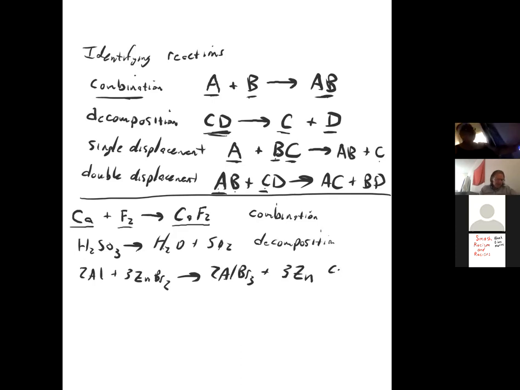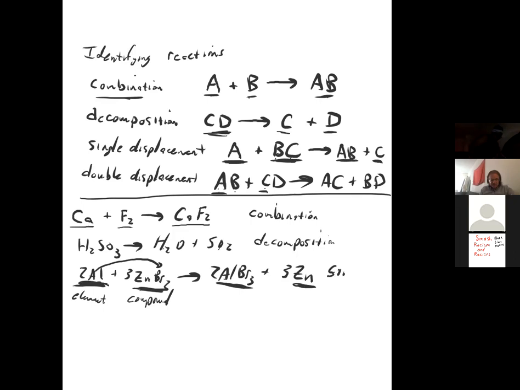Okay. The third one, if you take a look at that, now you got Al and it's reacting with ZnBr2. So there's an element, right? And there's a compound. Look what happened. Essentially, the aluminum is now with the bromine. So you had an element, like A, combining with a compound, like BC, to now form a new compound, AB, plus an element, C. So that's a single displacement right there.